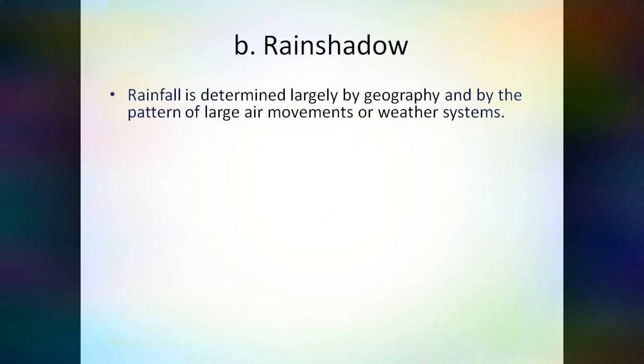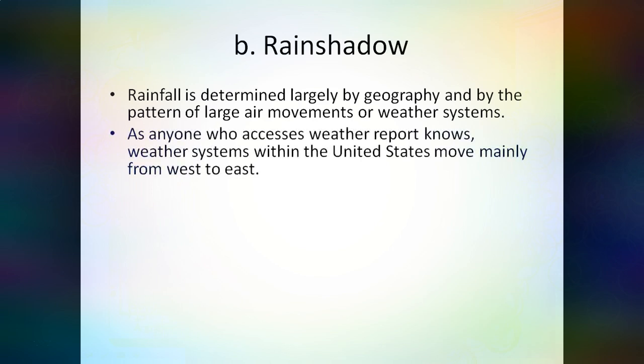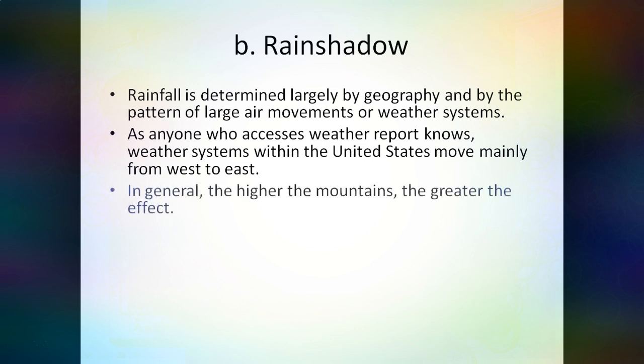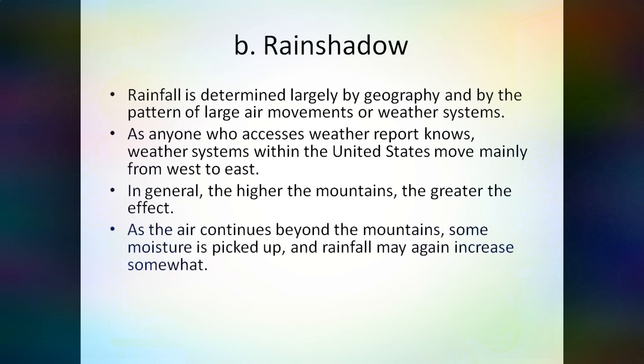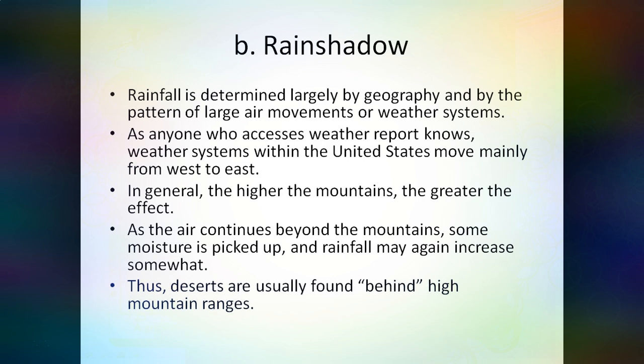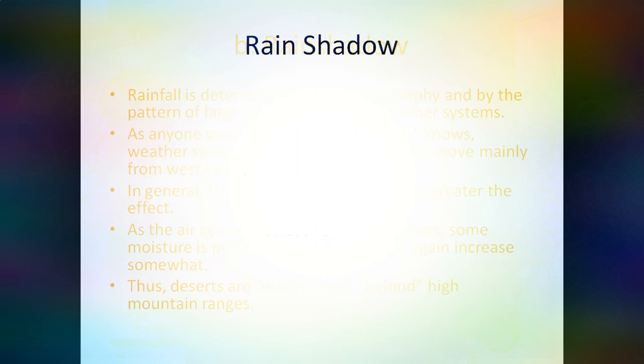So after the types of rain, we will describe rain shadow. Rainfall is determined largely by geography and by the pattern of large air movements or weather systems. As anyone who accesses weather reports knows, weather systems within the United States move mainly from west to east. In general, the higher the mountains, the greater the effect. As the air continues beyond the mountains, some moisture is picked up and rainfall may again increase somewhat. Thus, deserts are usually found behind high mountain ranges.